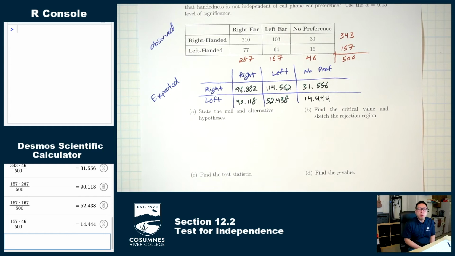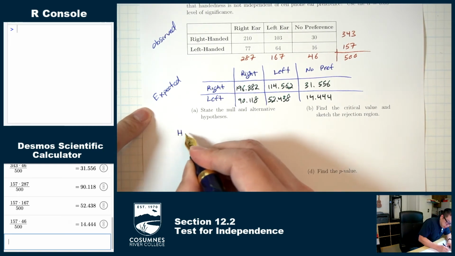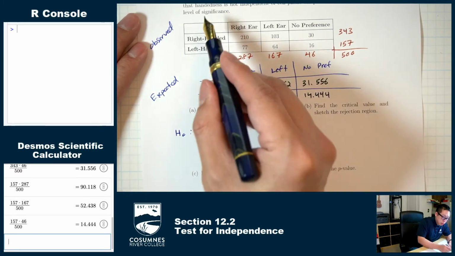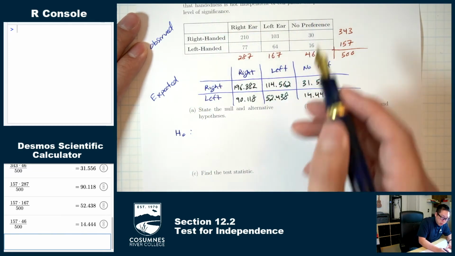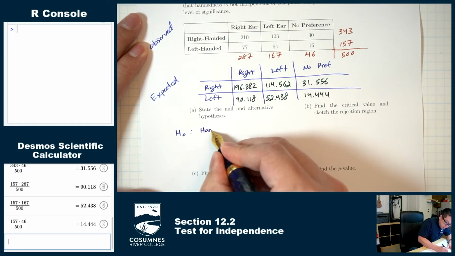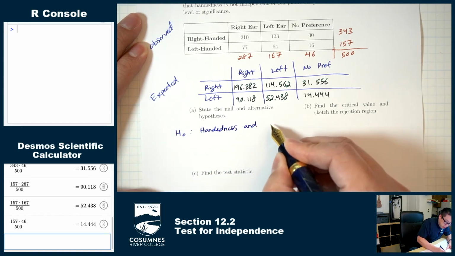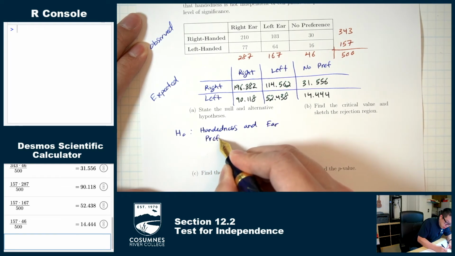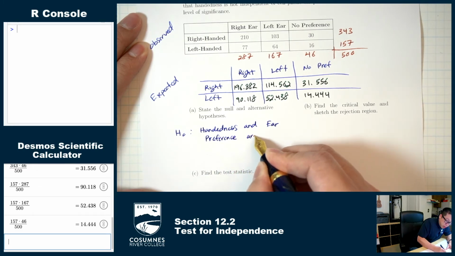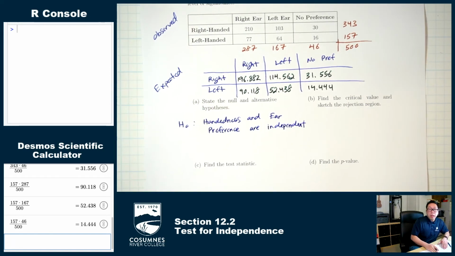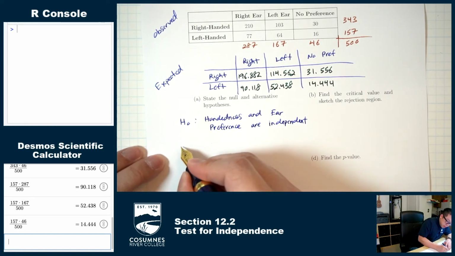Part A, state the null and alternative hypotheses. Okay, H0 is going to say that these things are independent. So we're talking about handedness and cell phone ear preference. So handedness and ear preference are independent. H1 is going to say that they're not independent.